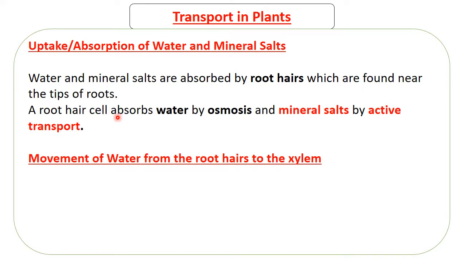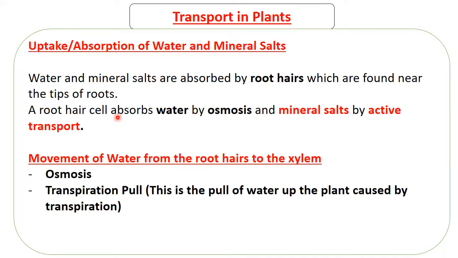The xylem, we know, is responsible for transportation of water from the roots to the other parts of the plant. So how does water move from the root hairs to the xylem? It moves through 2 processes, one being osmosis, the other being transpiration pull, which is defined as the pull of water up the plant caused by transpiration. There's a process called transpiration, which we are going to study, and this transpiration causes the water to be pulled up the plant, and that's how water moves from the root hairs to the xylem. So here we have studied how water moves into the root hairs, then how water moves from the root hairs to the xylem.